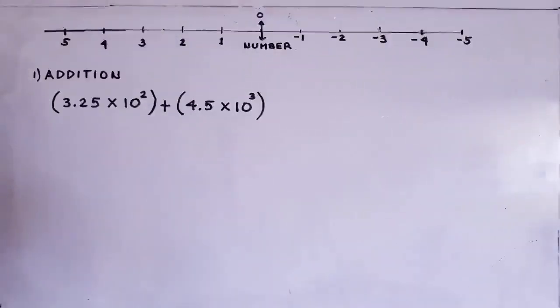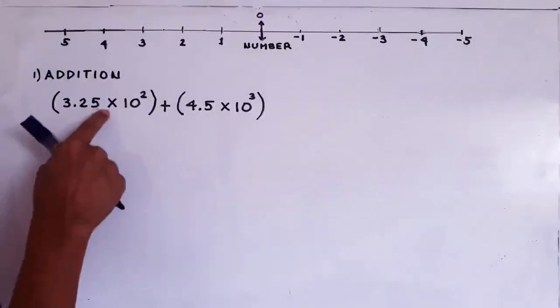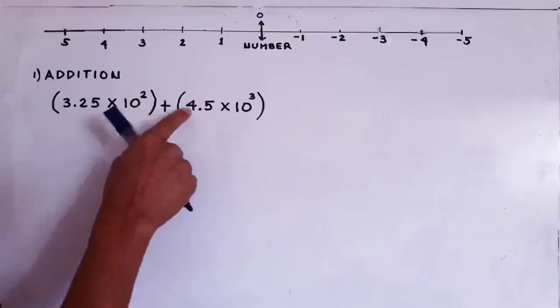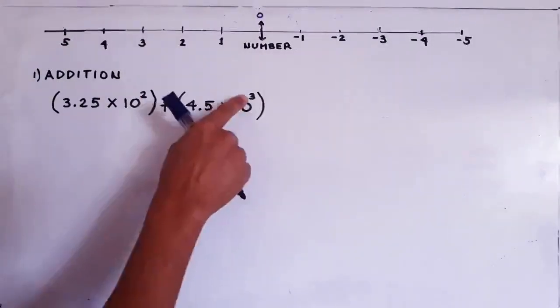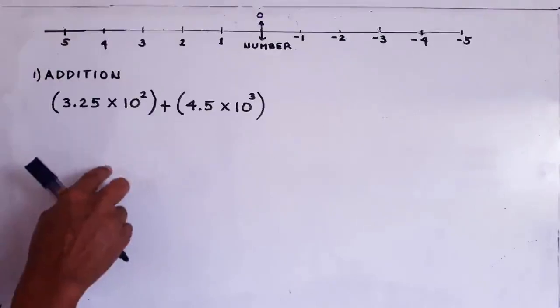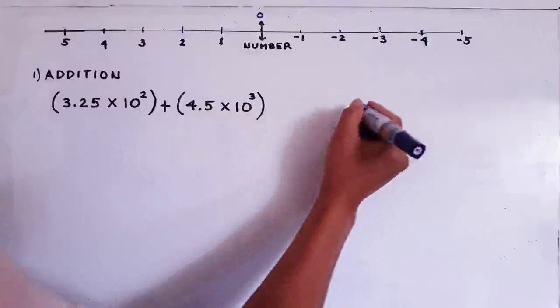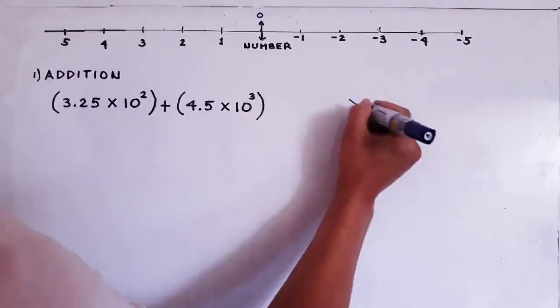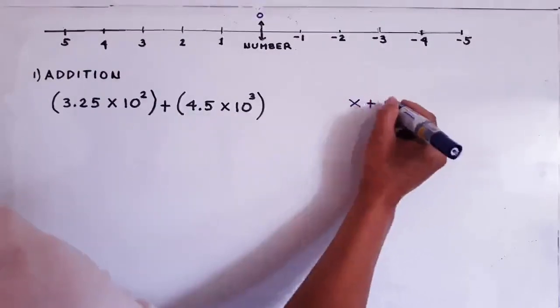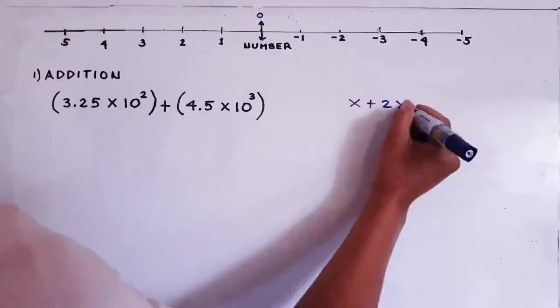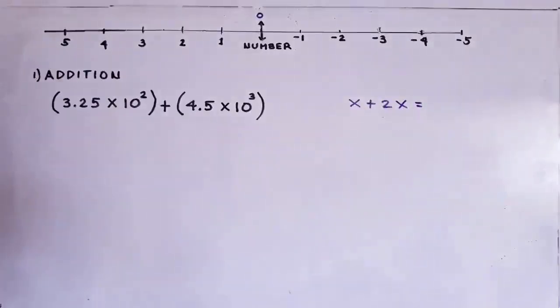Okay, let's have the application class of our scientific notation. Let's have addition. We have here 3.25 times 10 to the second plus 4.5 times 10 to the third. How do we add? So let us review our algebra class. In our algebra, we have x plus 2x. Can you add the x plus 2x?